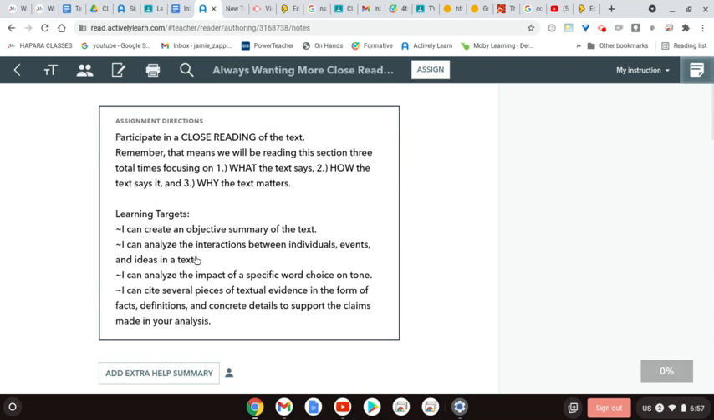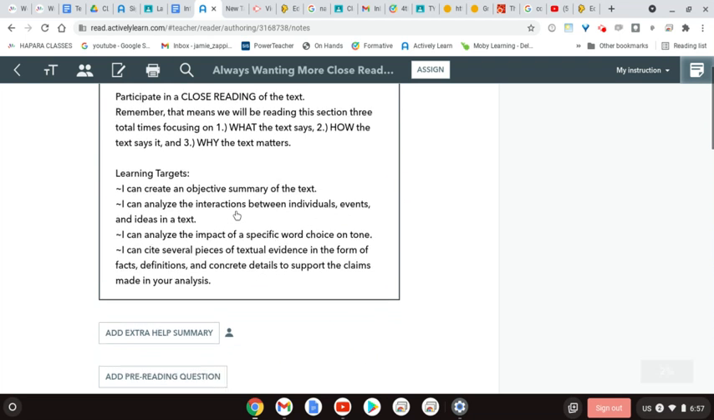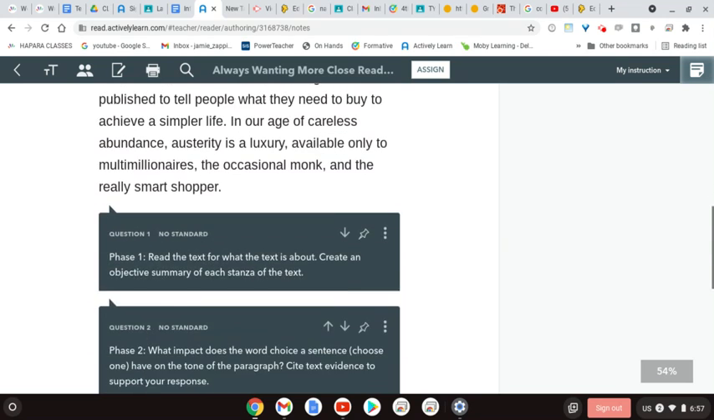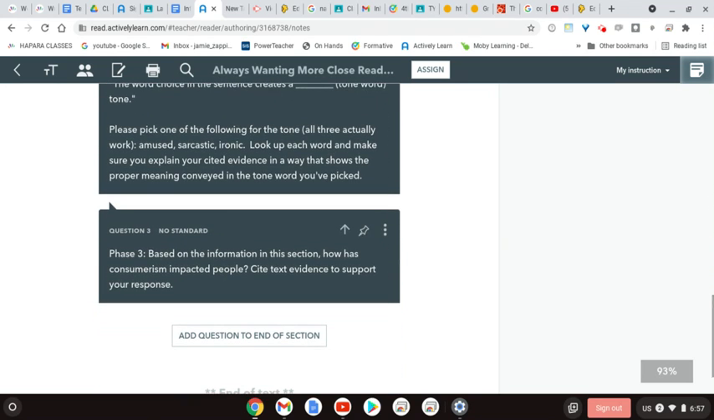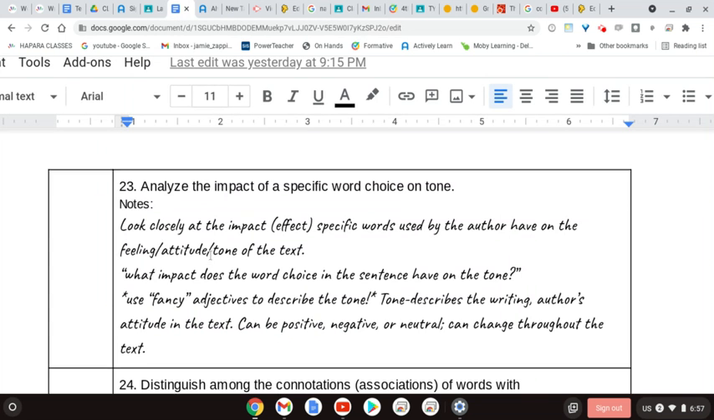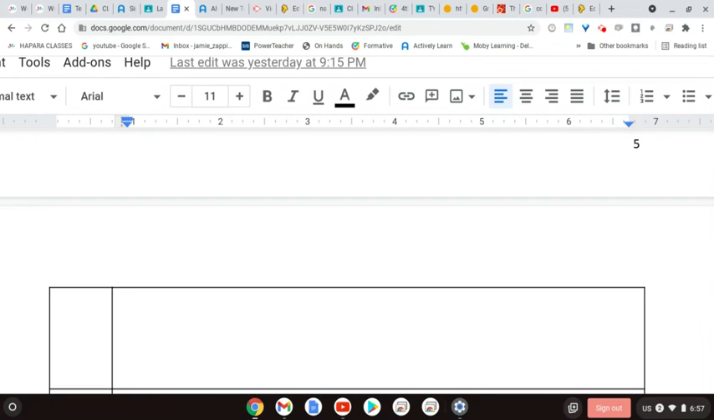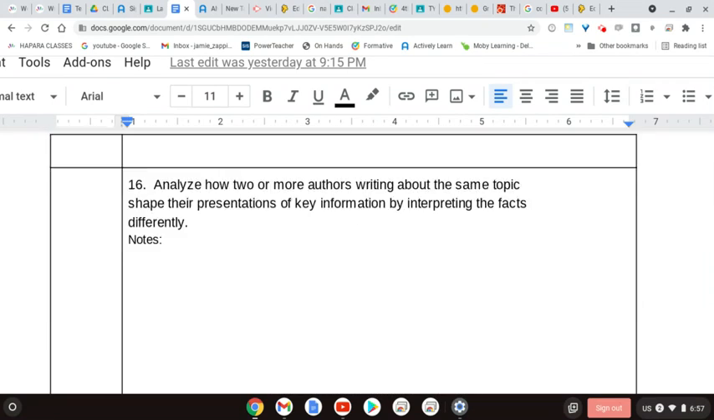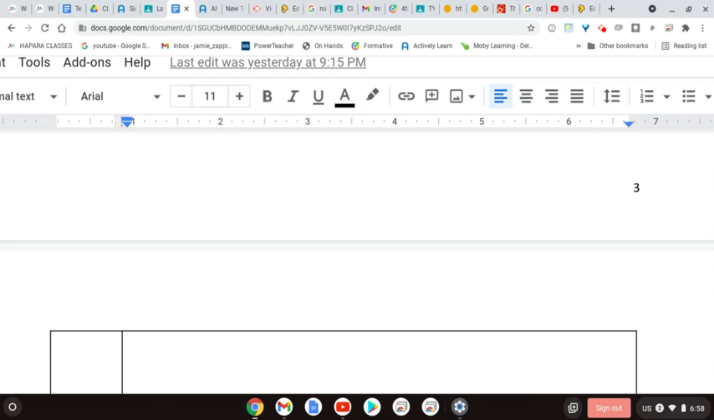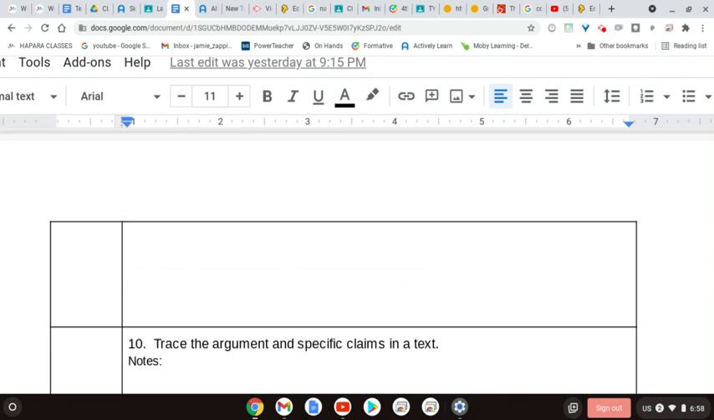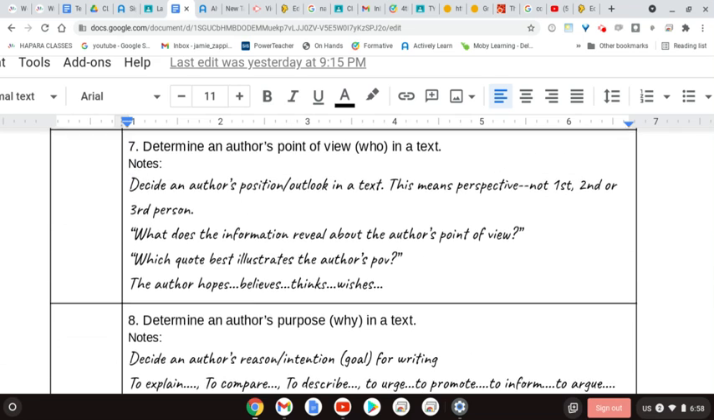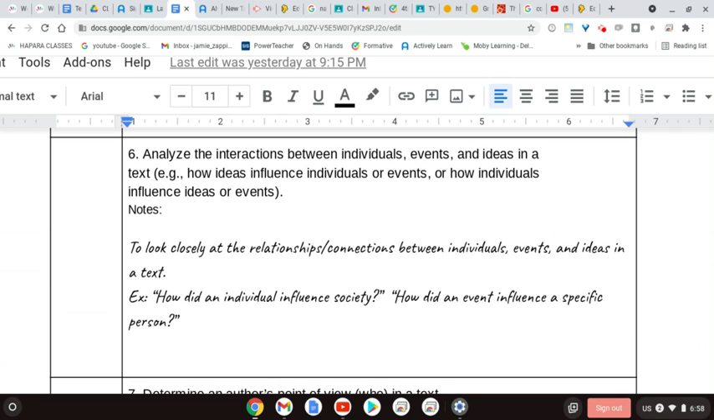In the last phase, we're going to read for why the text matters. As we read through this one final time and we read for why the text matters, we're going to look at the following question. Based on the information in the section, how does consumerism impact people? Cite evidence to support your response. In this phase, we are looking at learning target number 3. With learning target number 3, we're looking at the interaction between 2 specific skills in the text. In this case, we're going to look at the interaction between consumerism and people.